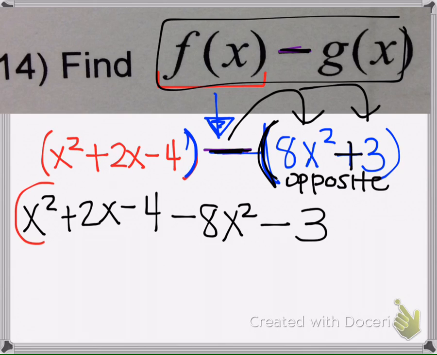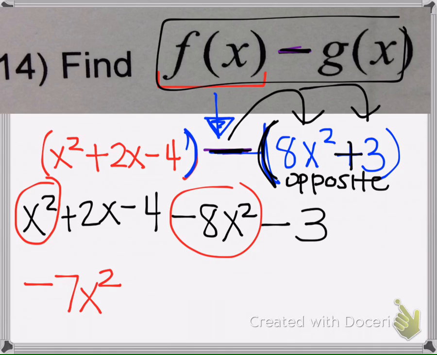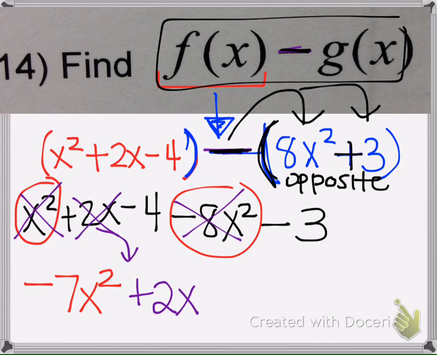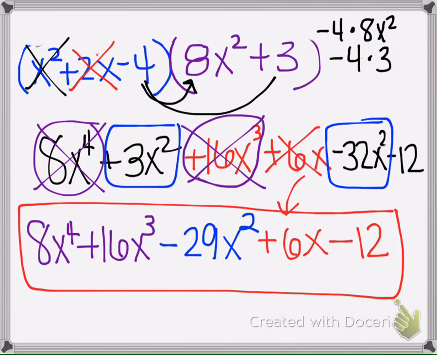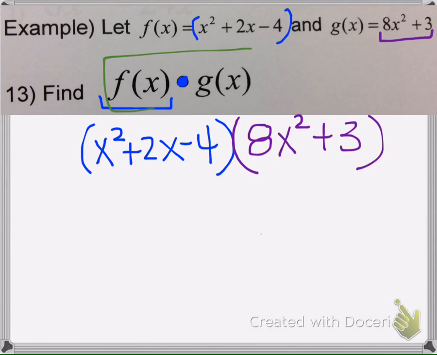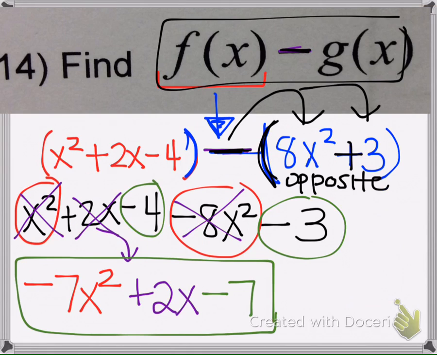So now I'm going to combine my like terms. I'm going to bring down the 2x. And then a negative 4 and a negative 3 make negative 7. And that is my answer. So again, in this problem here, we multiplied because it said to multiply. In this problem here, it says to subtract. Nowhere does it say to multiply. So I should, once I'm done distributing this minus through, the parentheses are no longer needed. I get rid of them.